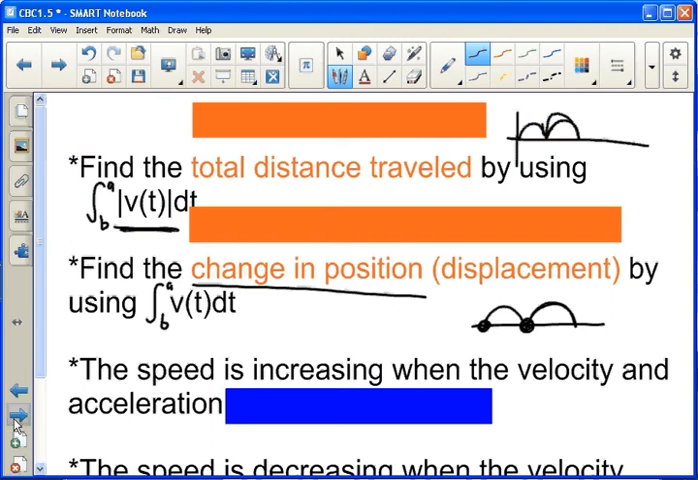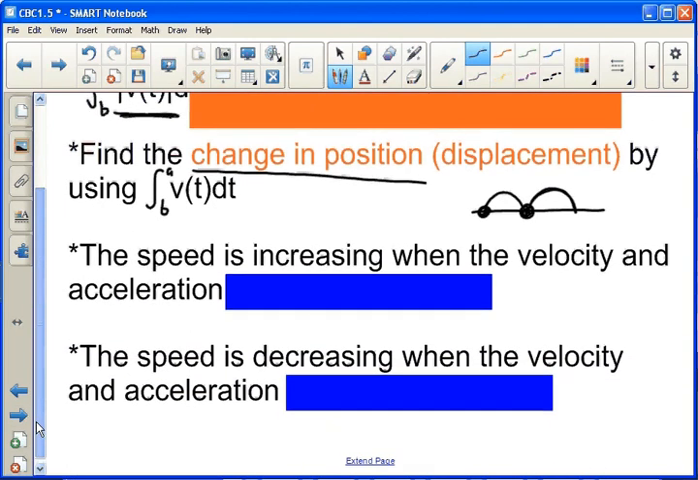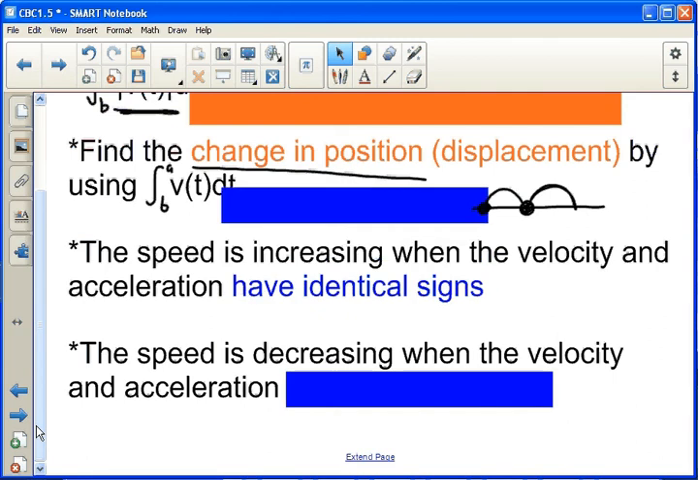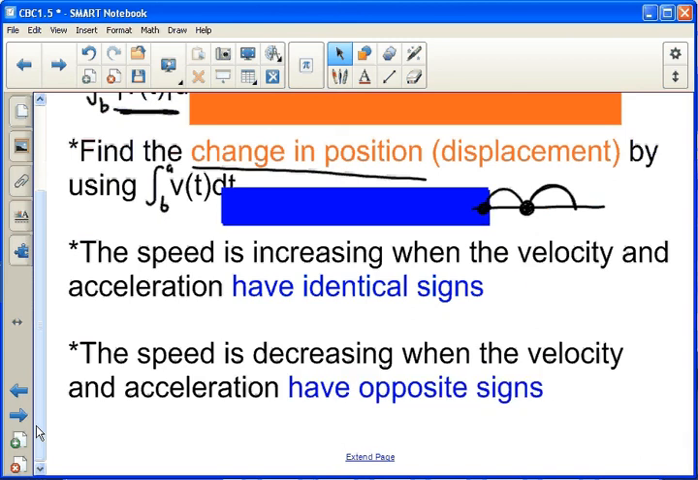And finally, speed is increasing. Remember, speed is the absolute value of velocity. Speed is increasing when the velocity and acceleration have identical signs. They're either both positive or both negative. And speed is decreasing when the velocity and acceleration have opposite signs. One's positive and one's negative.